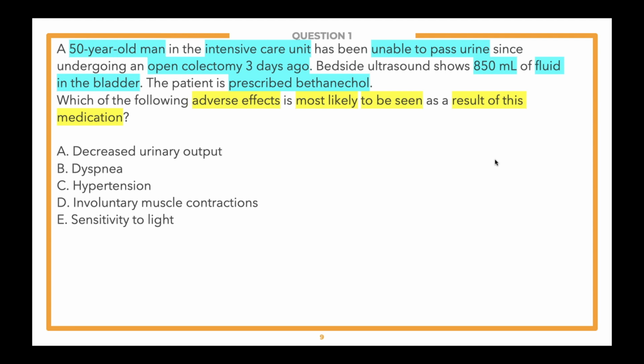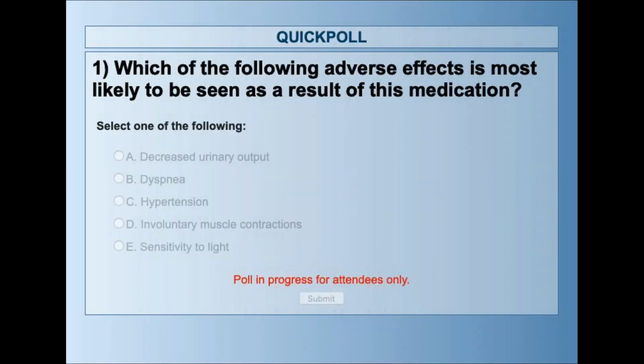E, sensitivity to light. D, involuntary muscle contractions. C, hypertension. B, dyspnea. A, decreased urinary output. So we're going to go ahead and open up that poll. Go ahead and select the answer choice you think is the best answer here. We'll talk about it in just a few seconds.